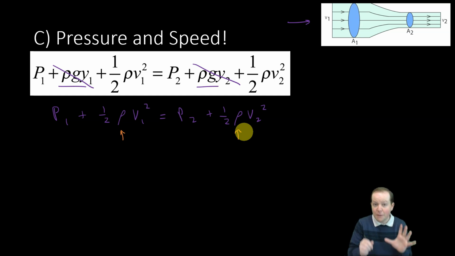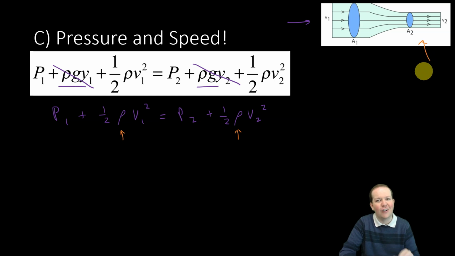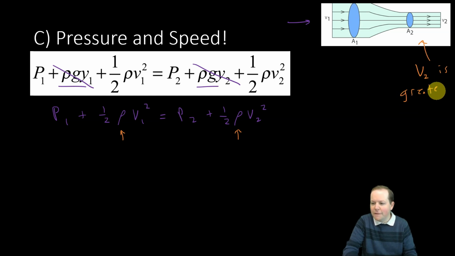Here's the thing, and here's the punchline. We learned last class, or I should say our last video, that when you have the pipe narrowing, like we have right here, this speed, this V2, increases. V2 is greater than V1. Oh man, terrible handwriting. V2 is greater than V1. We saw that in the continuity equation. I'll write it like this. V2 is greater than V1.